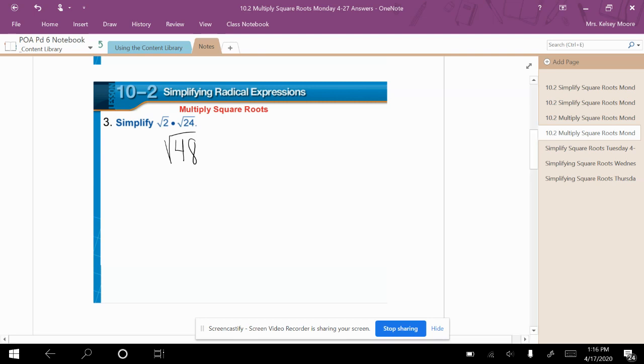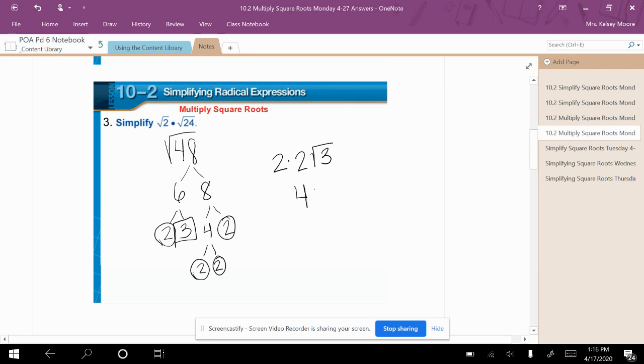problems from last week of just simplifying it. So breaking that apart, let's do 6 and 8. Breaking the 6 down, you get 2 and 3. Breaking the 8 down, you get 4 and 2. Then the 4 can go down to 2 and 2. Same concept as before. Circle your pairs. And I'm going to write the 2. Circle your pair again. I have another pair of 2s. I'm going to write the 2. And then that 3 I'm going to box and put in the parenthesis. So you end up getting 4 square root of 3.